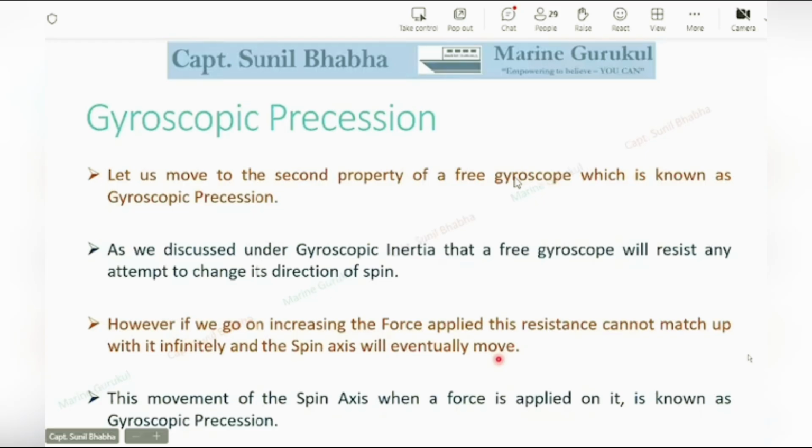Now, when you overpower its gyroscopic inertia, it is going to move. The movement of the spin axis when a force is applied on it and the force is powerful enough to overpower its gyroscopic inertia is known as gyroscopic precession. So this is the definition of gyroscopic precession: the movement of the spin axis when a force is applied on it is known as gyroscopic precession.